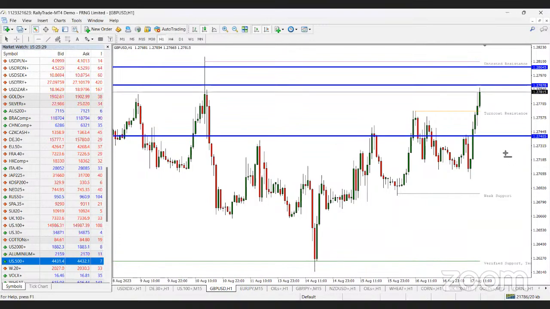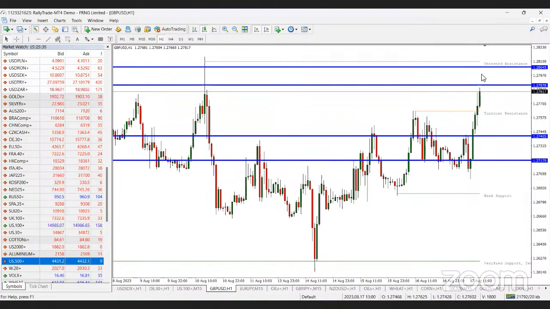There's still a lot of strength in GBP. I feel like it's still going to push up, so I expect it to get to this untested resistance. So for me, I'll actually look out for a buy on GBP USD.